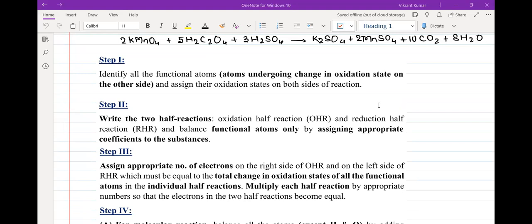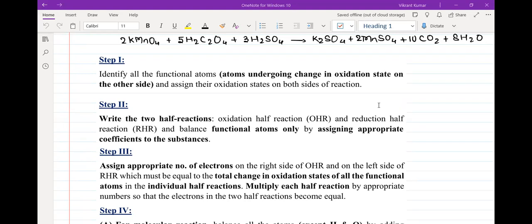इसके बाद total change in oxidation state के बराबर will be allotting the electron on the right side of the OHR and on the left side of RH. Before adding the two half reactions, we'll be multiplying each half reaction so that the electrons are equal in the two half reactions, and then we'll add it.